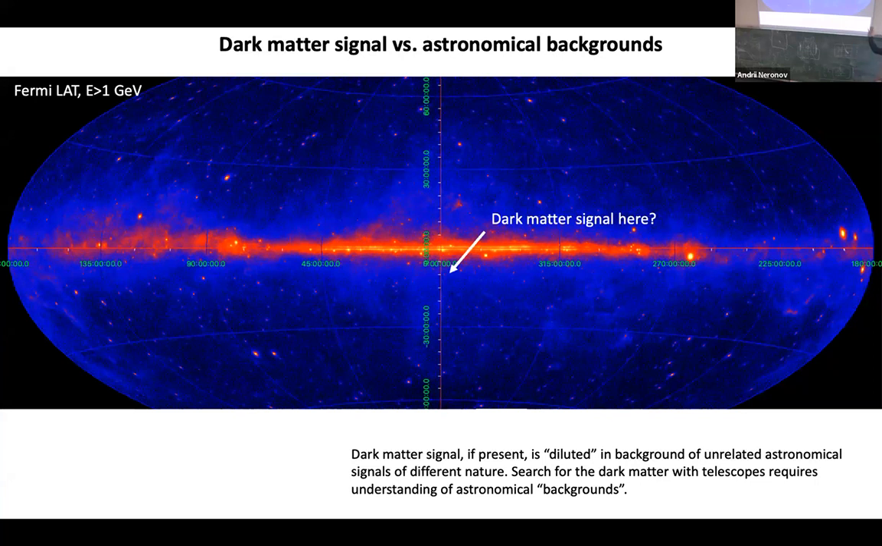I will scroll through this map just to give you an impression. Next time we will go into astronomy. Well, today we are on the point of view of dark matter searcher. So I will show you what kind of backgrounds we have in this map.